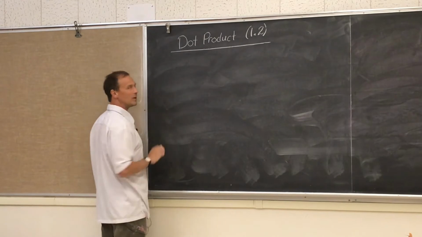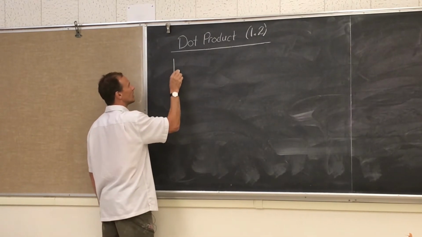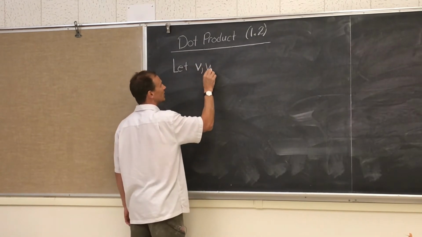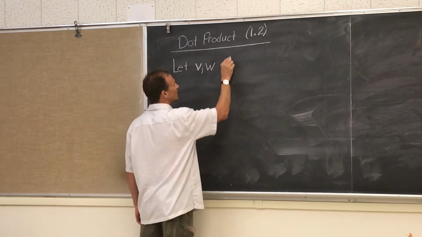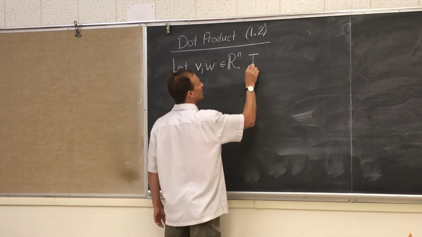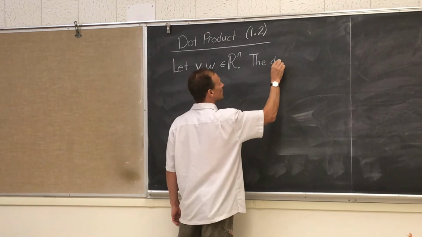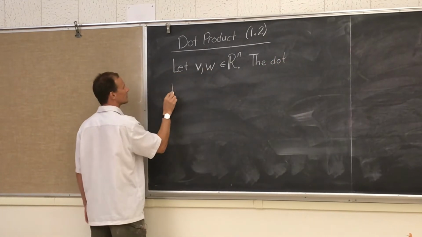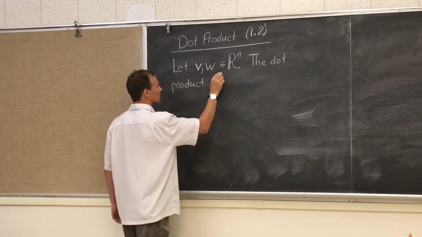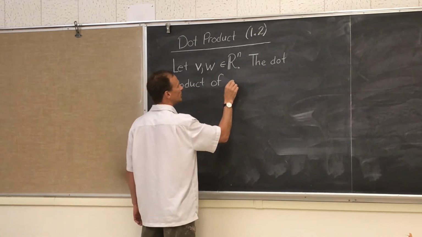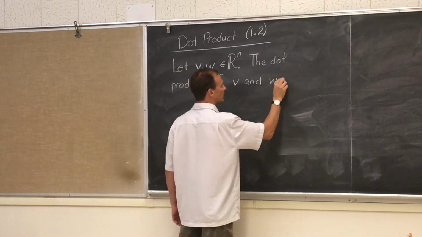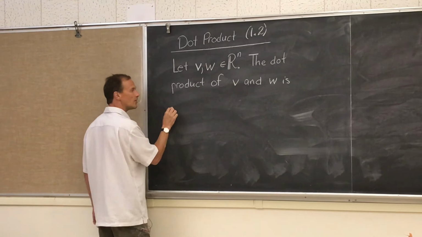So let's start out. We need to set our stage. Our stage is this. Let V and W be two vectors. They can just be in any space, so we'll just say Rn. And then we're going to say the dot product of V and W is, and here's how we write this.